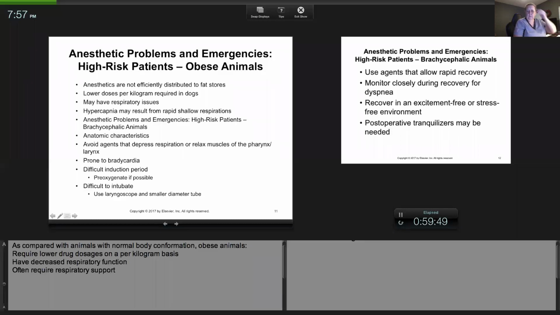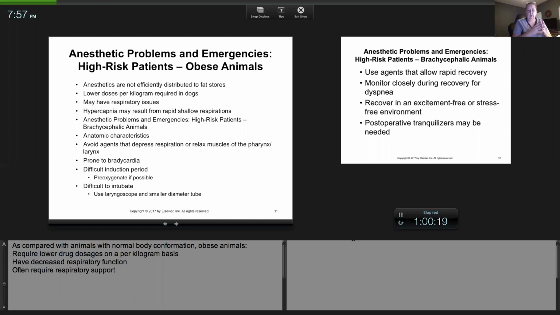Okay, so let me talk a little bit about some other things that we worry about. There's something here that says avoid agents that depress respiration or relax the muscles of the pharynx. When we use pre-meds, if they get too deep, they could aspirate prior. But when you go to anesthetize them, you need to have a very relaxed larynx. So we're talking about two different time frames.